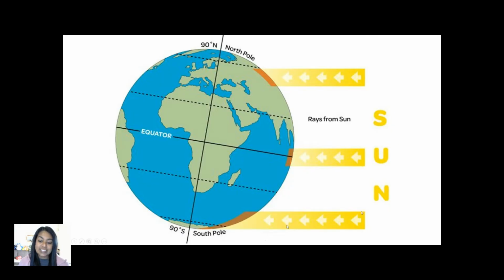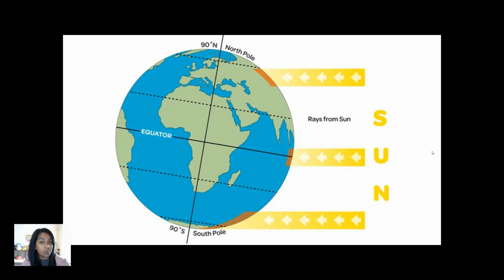The first reason is the distance that the sun's rays have to travel. If you look at the sunbeam hitting the equator, you'll notice that it's much shorter than the sunbeam having to get to the North Pole or the South Pole. And that's because the Earth is round. Because the Earth is round, the part where the equator is quite wide. And so the sun doesn't have to travel as far, which means that the sun's heat will last all the way till it gets to the equator.